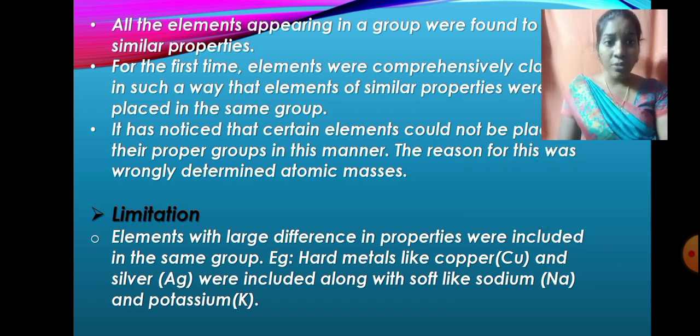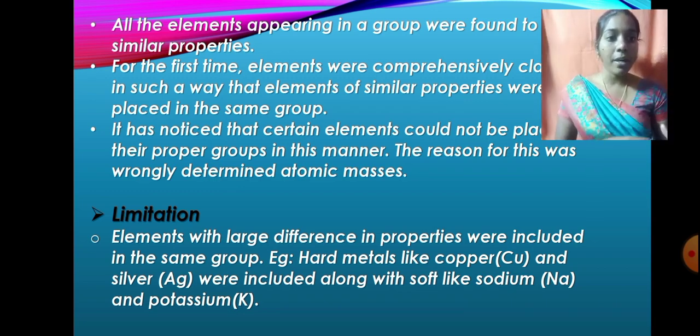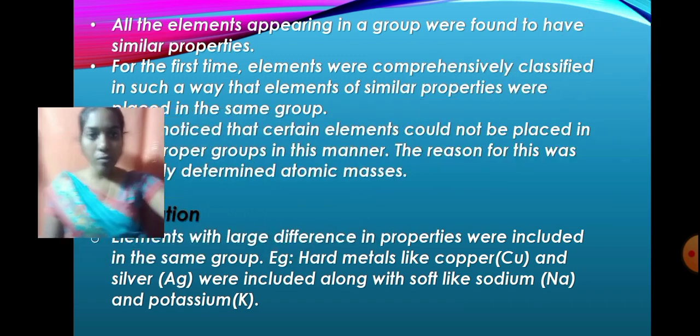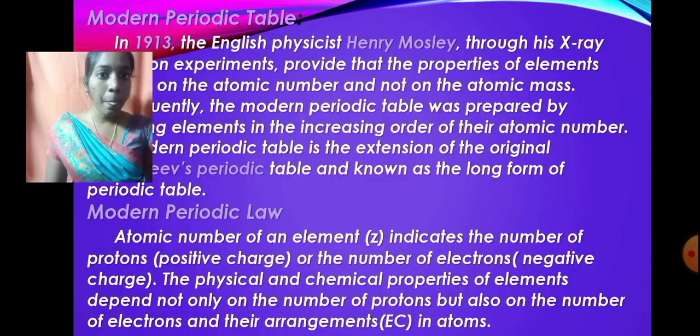Limitation. Elements with large differences in properties were included in the same group. Example, coinage metals like copper and silver were included along with soft metals like sodium and potassium. This is the periodic table of the elements.